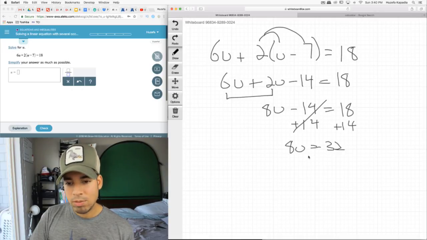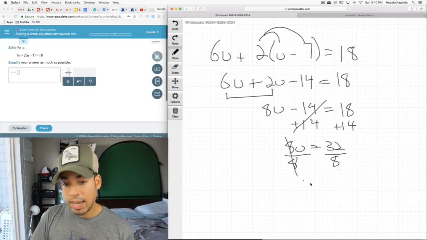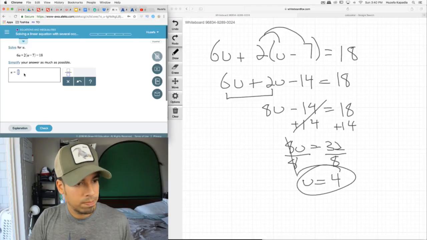And then, to get rid of the 8 multiplying the u, we do the opposite, which is divide both sides by 8. And then u equals 32 divided by 8, which is 4.